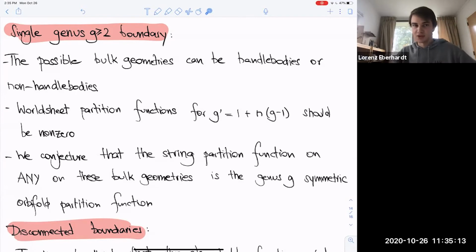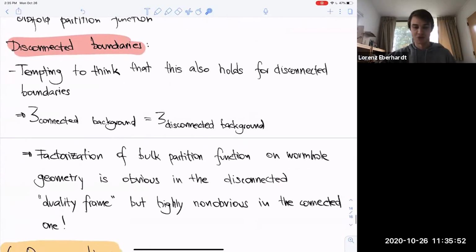So there's not the simple list like before of what the geometries are, but a much bigger zoo. So it becomes more interesting whether all of these geometries could potentially be the same. And the worldsheet partition functions would be non-zero now for different genera. So it's not that the genus cuts off at genus 1. That makes it much more complicated, obviously. But now you can hope or conjecture that the string partition function, if you compute it on any of these bulk geometries, but now you have to compute the full one, not just the one-loop one, then you get the genus G symmetric orbifold partition function. I hope this is true, but again, I'm not sure.